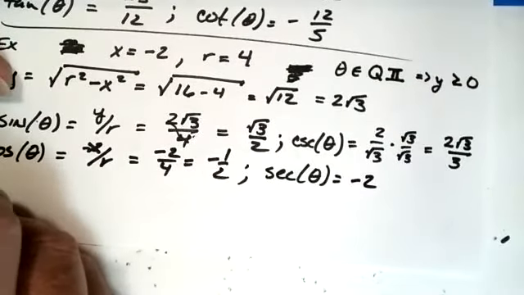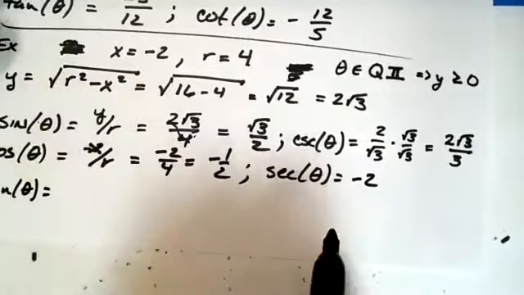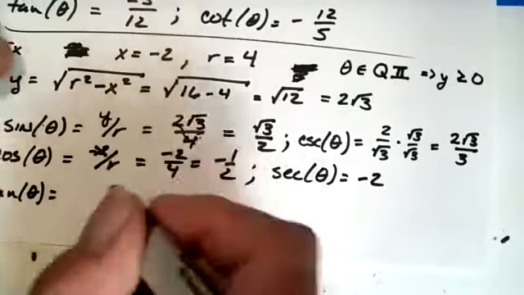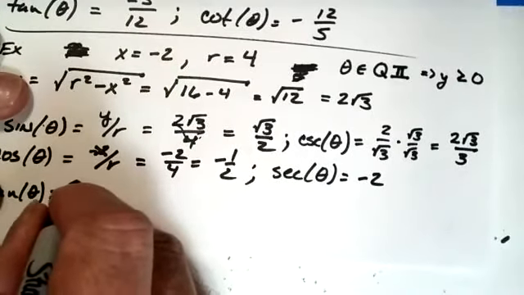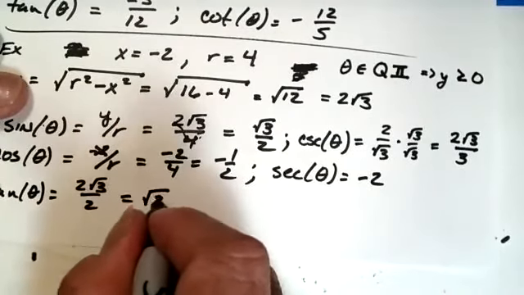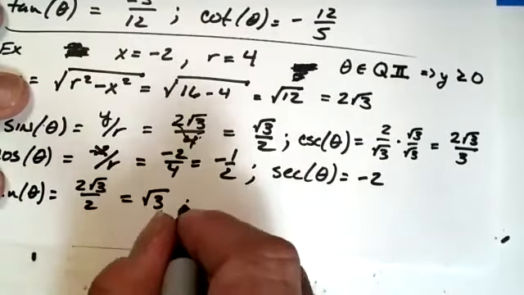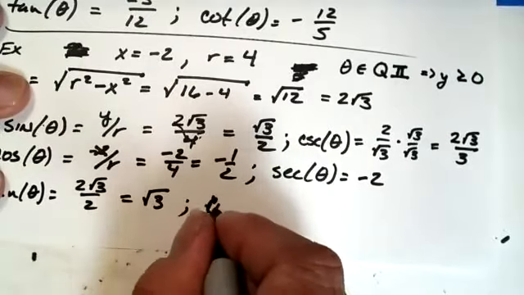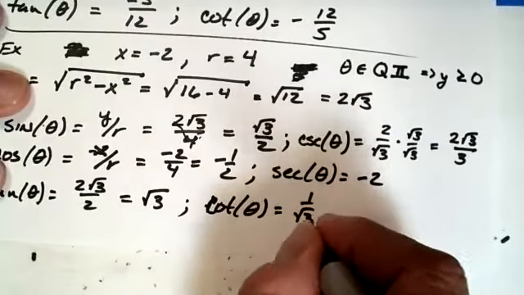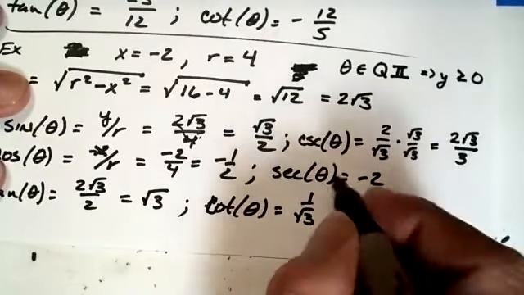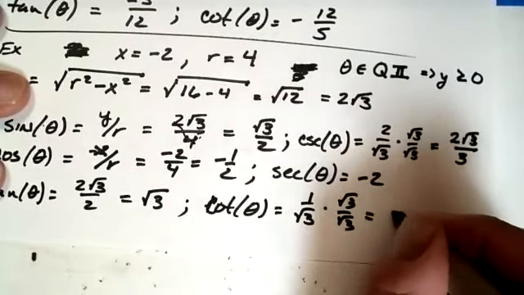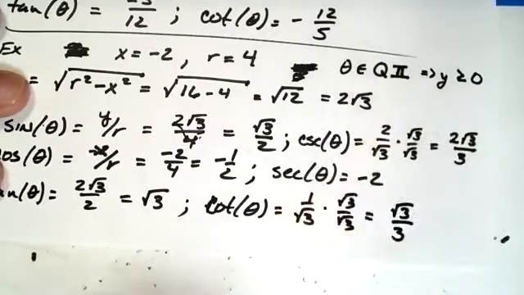And tangent is y over x. So 2 root 3 over 2, which is simply equal to square root of 3. Similarly, cotangent of theta is equal to 1 over square root of 3. Same problem as up here. So we multiply that by square root of 3 over square root of 3, and we end up with square root of 3 over 3.